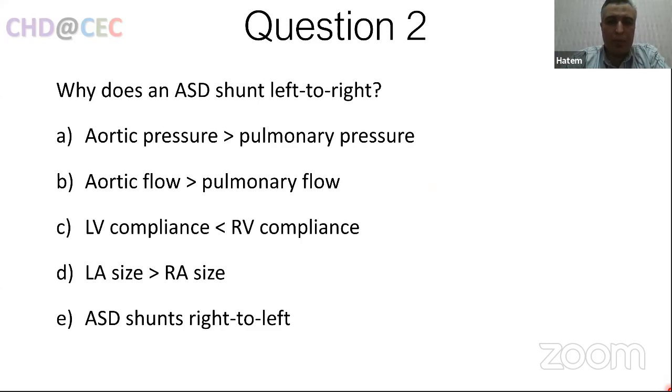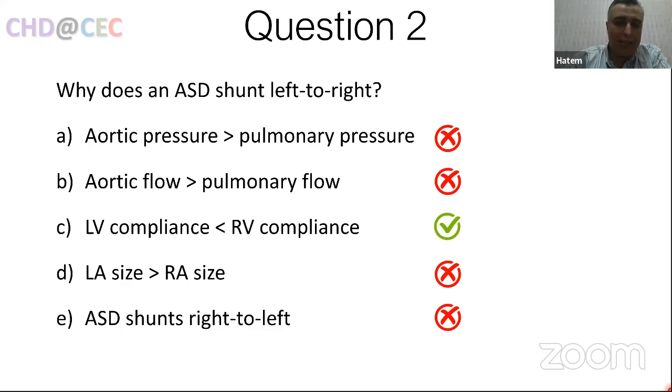So the question, why does an ASD shunt left to right? It is because of the difference in compliance between the left ventricle and right ventricle, and not because of the other reasons. Obviously not because ASD shunts right to left. Okay, Dr. Hatem. So to sum up, although they are all left to right shunts, the shunt timing is different due to the difference in pressure.